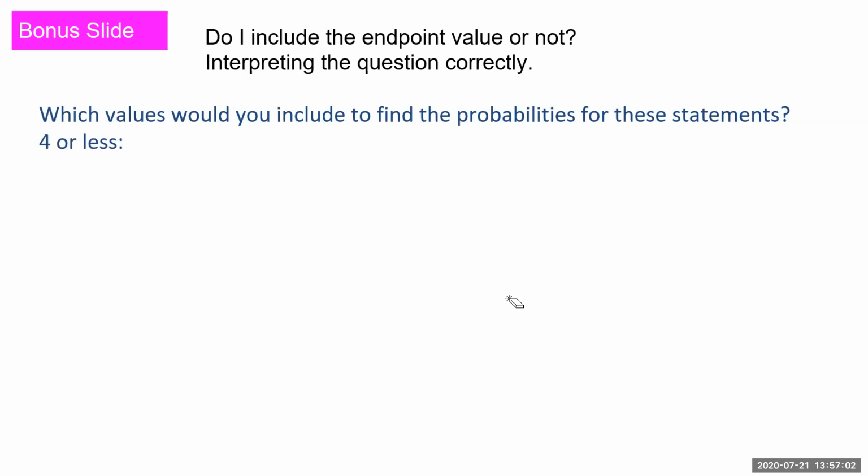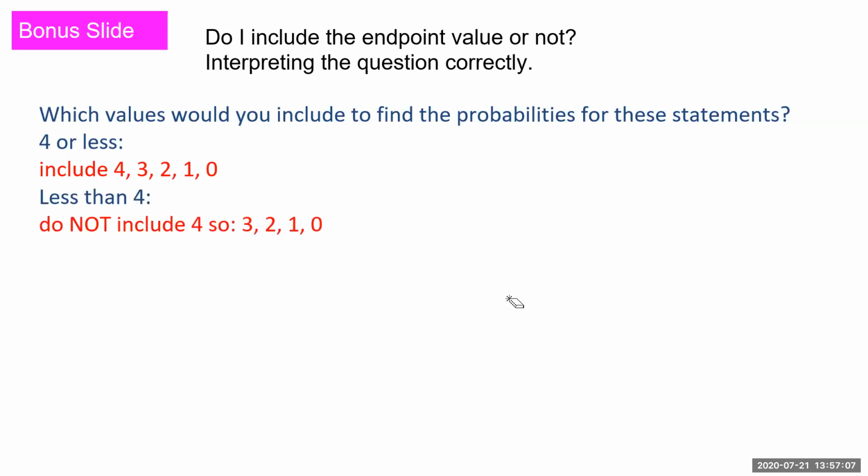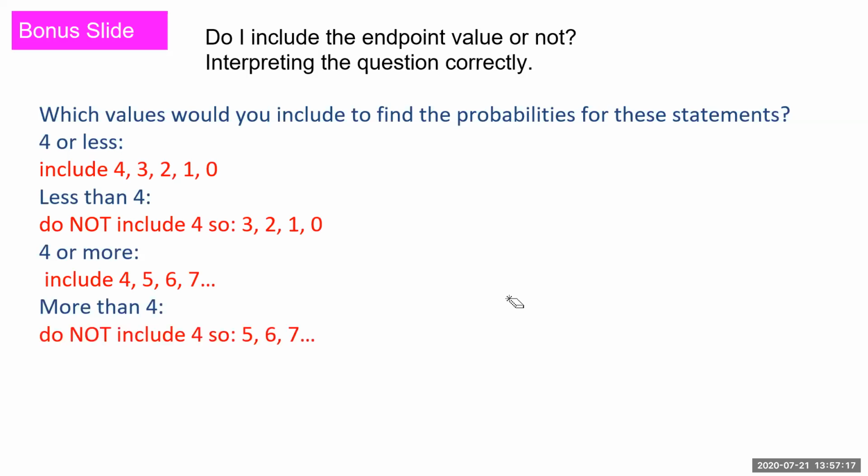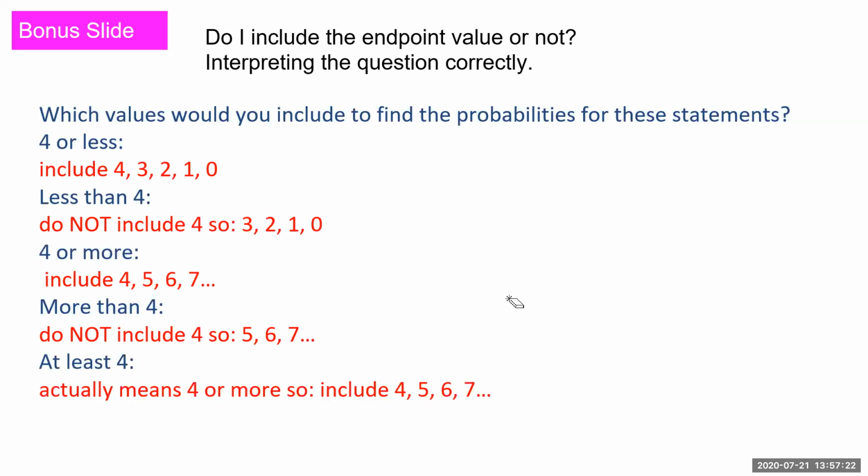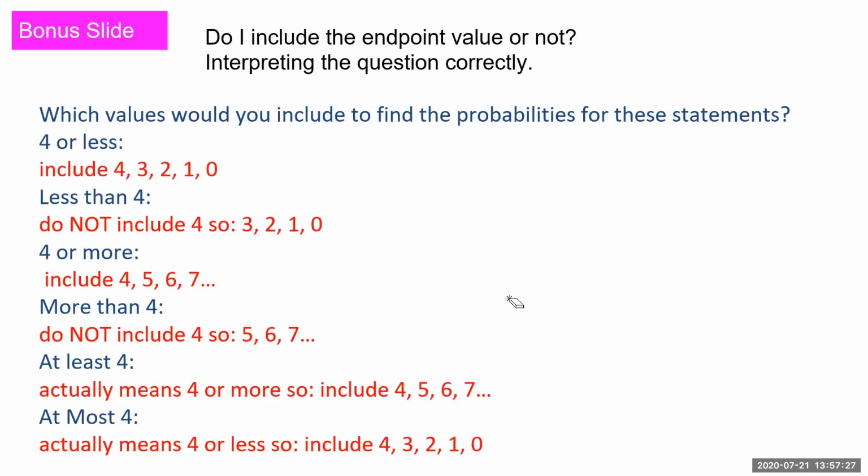4 or less. 4 or less means you have to include 4, right? Less than 4 does not include 4. 4 or more means you include 4, right? More than 4 means you do not. And at least 4 actually means 4 or more. Is that okay? So that is how you navigate this kind of information. So pay close attention to some of these words. And we are going to use these words a lot in our conversation about probabilities.